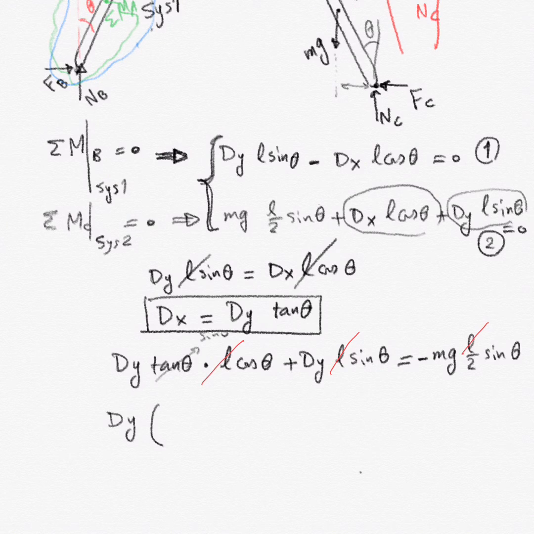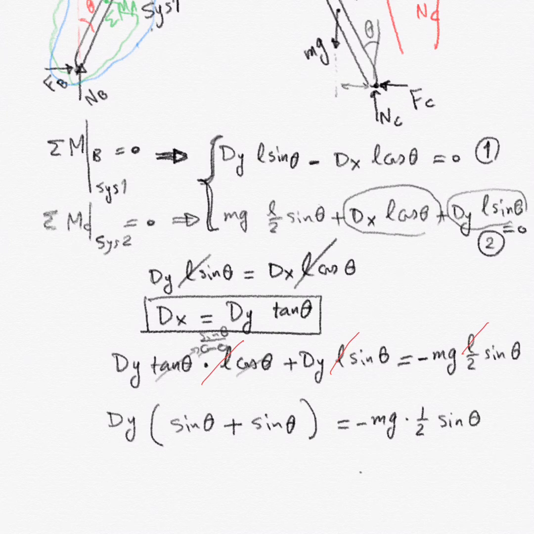sine theta over cosine theta, and this cosine cancels out with this, so you get dy times sine theta, and there is no L, it's already cancelled, plus there is another sine theta here, is equal to negative mg times half times sine theta.